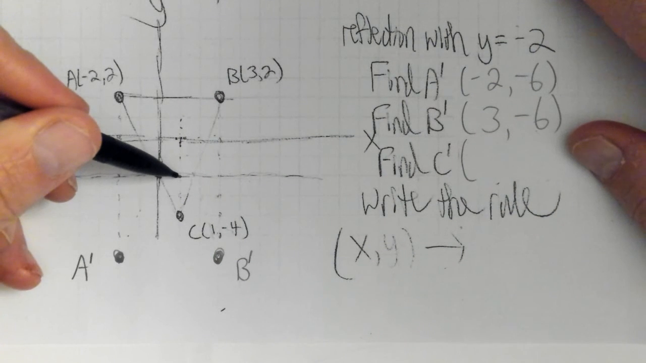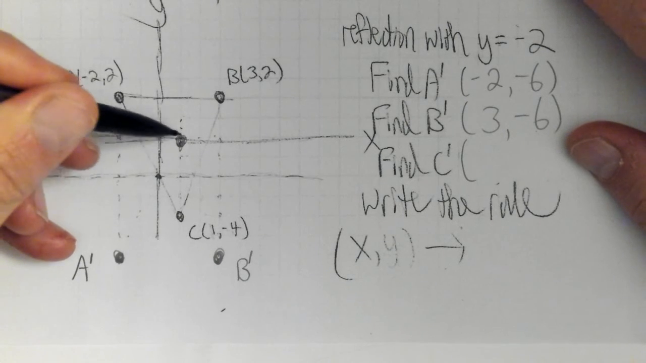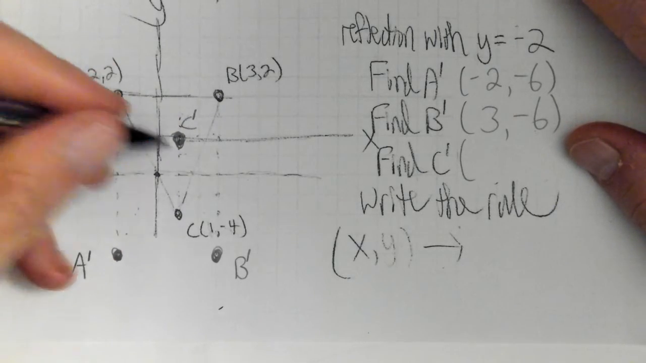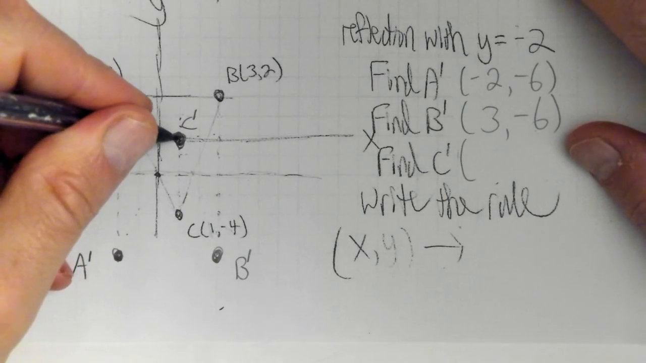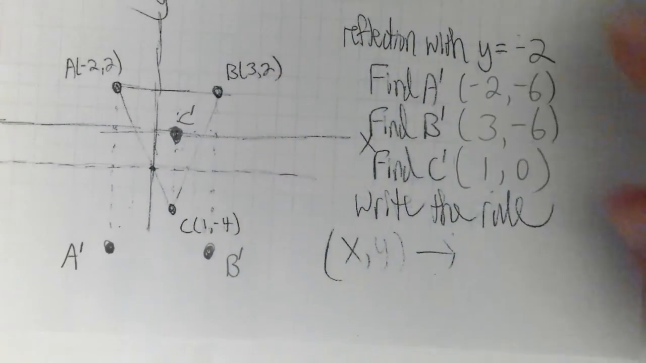Okay. The next one for C prime, we're going to take C and go 1, 2, and then now it hits the line of reflection, so we go 1 and 2. Okay, so there is how C flips. There's C prime. Coordinates are going to be 1, 0. 1, 0 is the correct coordinate for C prime.